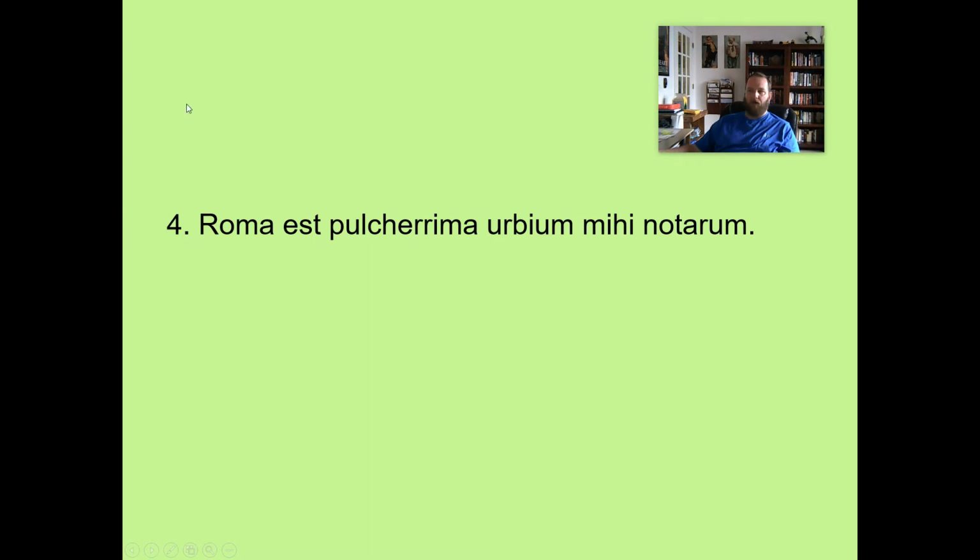Number 4, you should have gotten something like: Rome is the most beautiful of cities known to me, is what I looked at for number 4. Rome is the most beautiful of cities known to me, right? So this urbium is like a partitive genitive here: the most beautiful of all the cities I know, right? So it's of a multitude of cities. So that's why this is genitive. And how do I know this adjective is modifying this word? Because this is genitive also. So of the cities known to me.